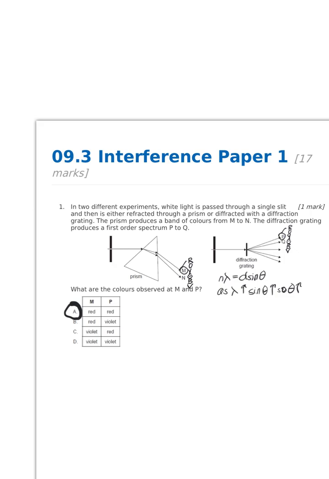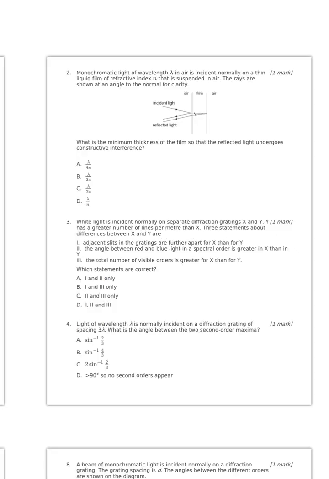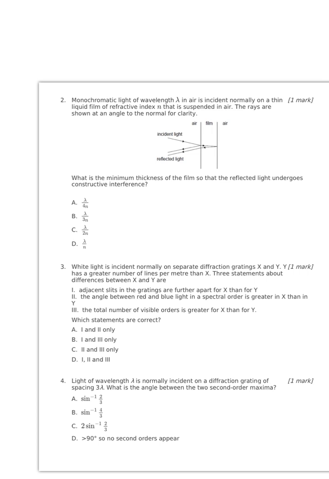Okay, next question. So here we have number 2. Monochromatic light of wavelength lambda is incident normally on a thin liquid film of index n that's suspended in air. It's air on both sides. The rays are shown at an angle to the normal for clarity, although we know that the rays are actually coming in normal to the boundary. But anyway, what's the minimum thickness of the film so that the reflected light undergoes constructive interference?